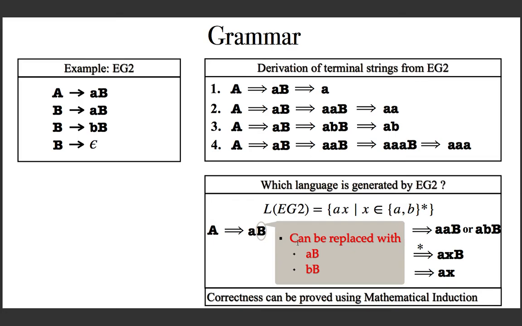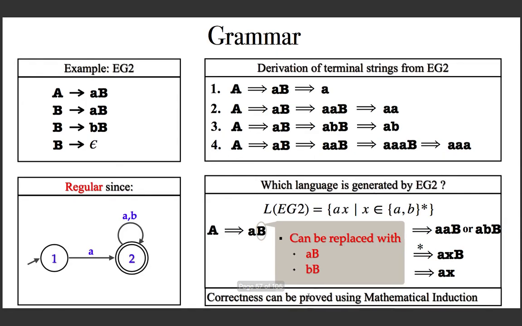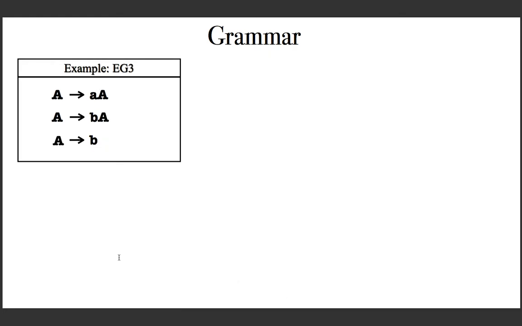And the language is the set of all strings starting with a, which is a regular language. And why is it regular? Because there exists an NFA for accepting all the strings starting with a. With this, let us move on to the third example grammar, EG3.